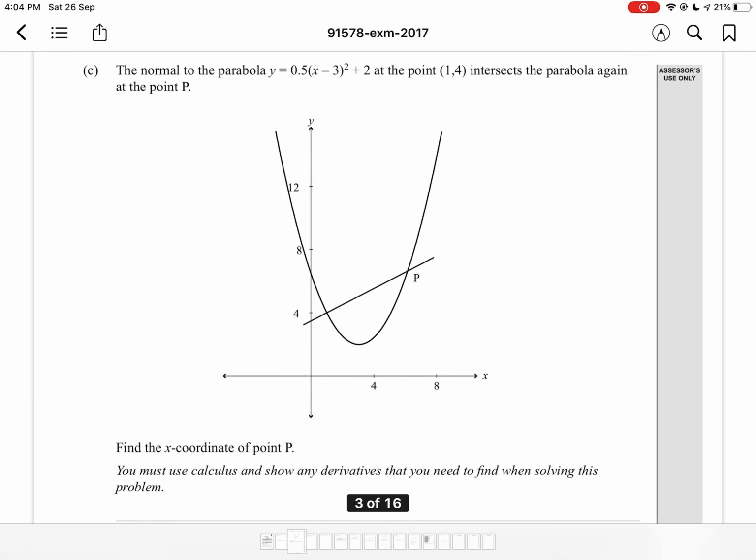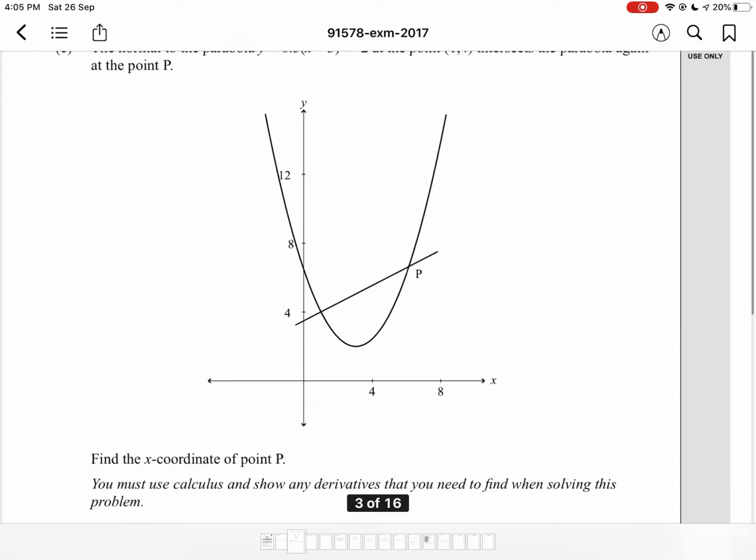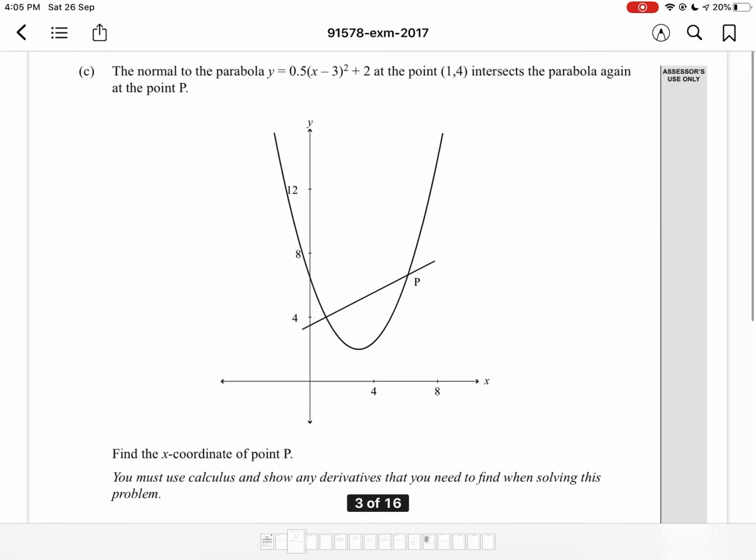Question C, the normal to the parabola y equals 0.5 times x minus 3 to the power of 2 plus 2 at the point 1, 4, intersects the parabola again at point P. Find the x-coordinate of point P. So first thing we've got to do is find the equation of the normal. And if we make the equation of the normal equal to the equation of the parabola, we can find the 2 points of intersection, one of which will be point P. So we can find the x-coordinate of point P. To find the normal, we need to find the derivative of the function, and we need to find the gradient of the tangent. And by finding the gradient of the tangent, we can find the gradient of the normal.